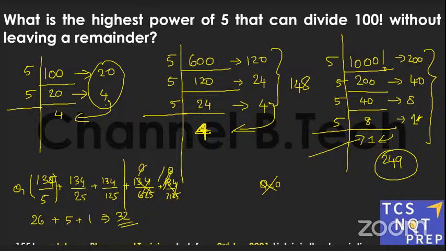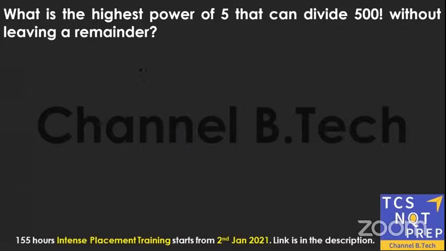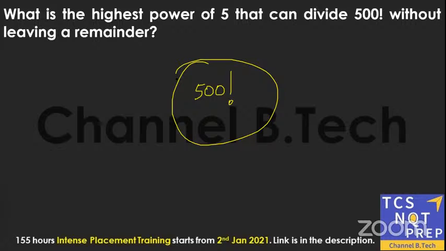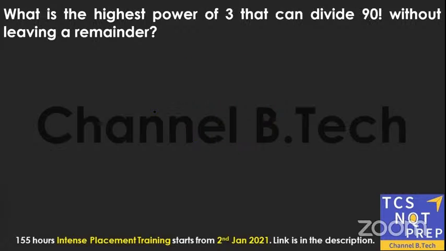Wonderful, guys. Wonderful. So let us see the next question. 500 factorial. This is your assignment. Try to do this. For 500 factorial, what is the highest power of 5? This is very simple. Solve this and then put it in the comment section. Now try to listen to the other questions. Highest power of 3 that can divide 90 factorial.